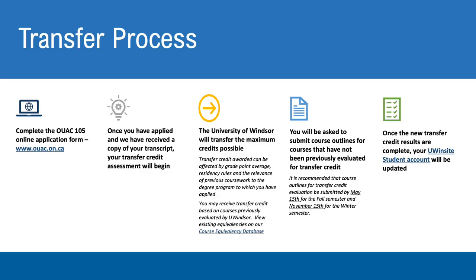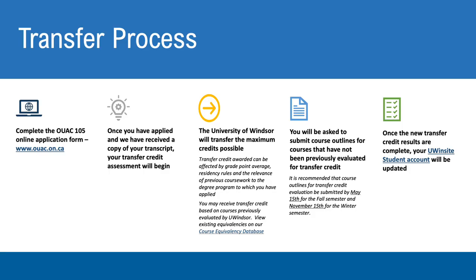All transfer students who wish to apply to UWindsor must go through our transfer process. The first step is they must complete the OUAC 105 online application form. Once they've applied and we've received a copy of your transcript, your transfer credit assessment will begin. The University of Windsor will transfer the maximum credit possible. Transfer credit awarded can be affected by grade point average, residency rules, and relevance of previous coursework to the degree program to which you have applied.